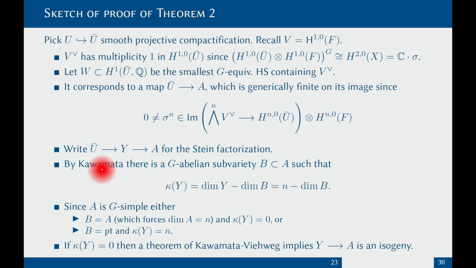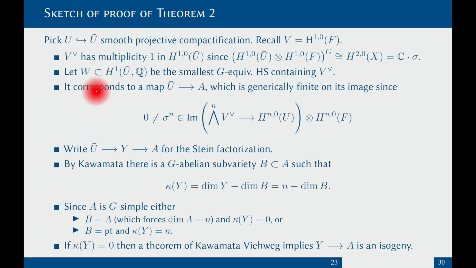And what this equivariant Kawamata theorem says is that the Kodaira dimension of Y is the dimension of Y minus the dimension of B, because it's the dimension of this Y prime in the diagram. We have Y to Y prime, and the dimension of Y prime was the dimension of Y minus the dimension of B. And this is exactly n minus the dimension of B.